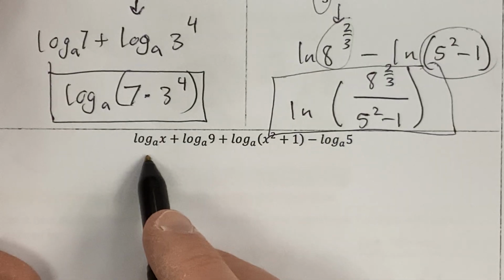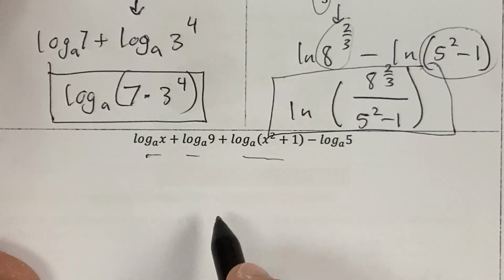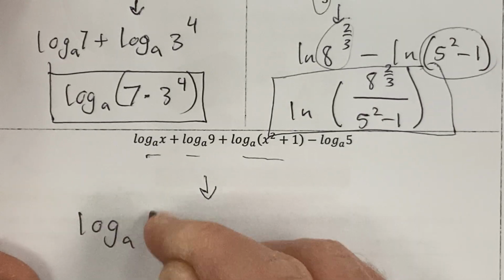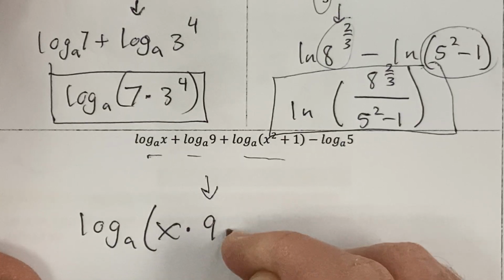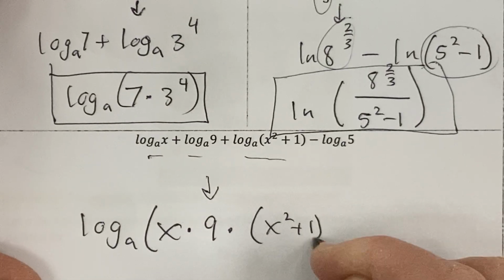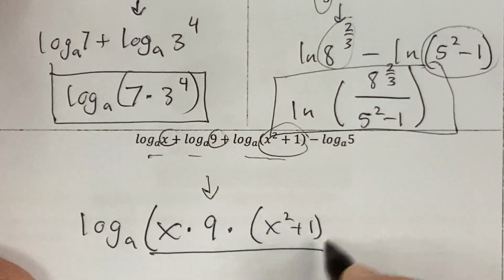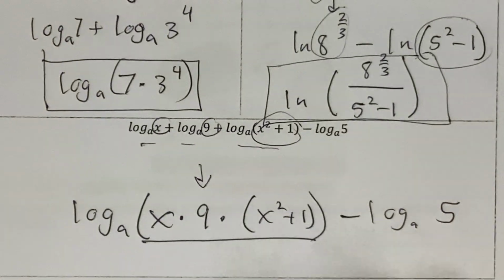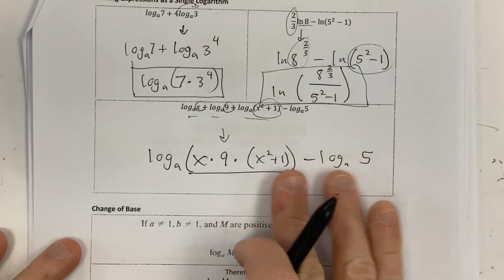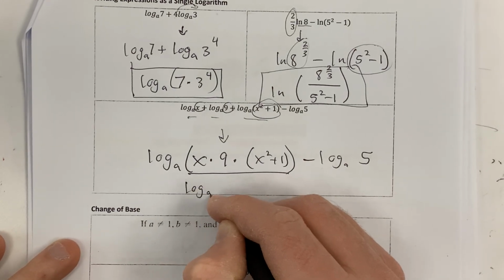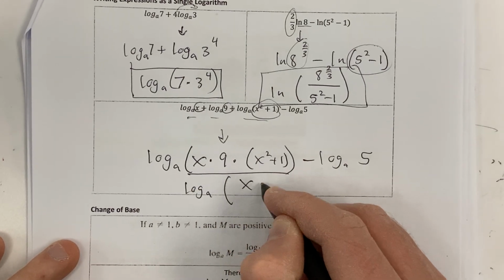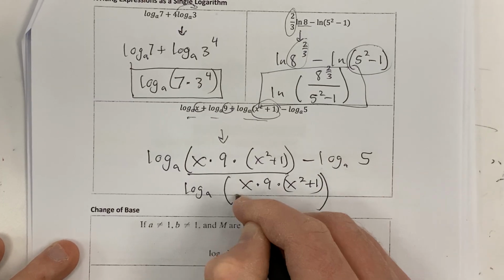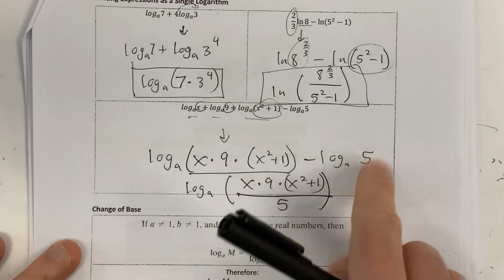Last one. This is 3 things added together. Do you think you could do that sum, the product rule, all in one go? 100% can. You can just write this as log base a of x times 9 times x squared plus 1. Literally just multiplying this, this, and this, all in one big log. That's minus the log base a of 5. But then what you can do from there is these two can then be turned into a quotient, which I've written a bit big today, so it's hard for me to squeeze this all together. But I think that you can get the idea. So that divided by that.